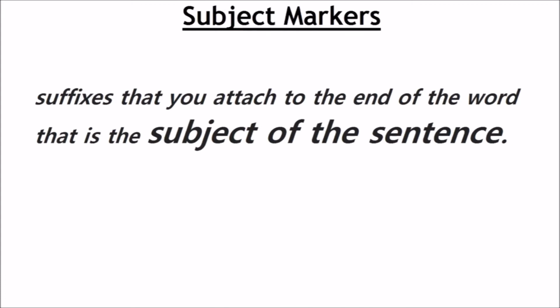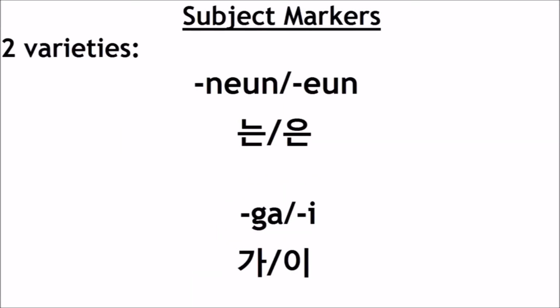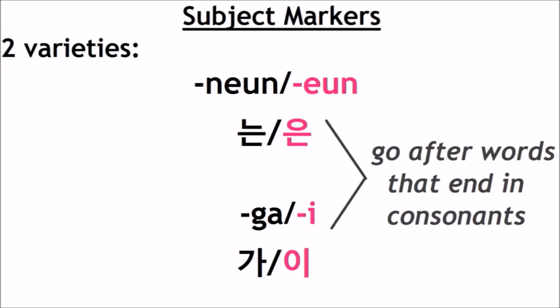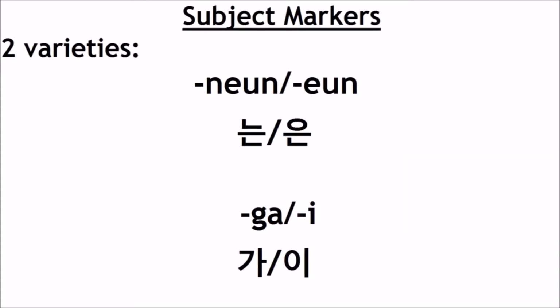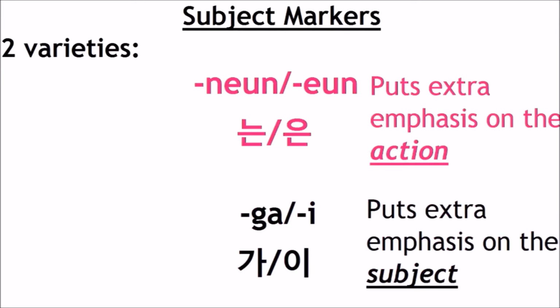Subject markers are suffixes that you attach to the end of the word that is the subject of the sentence. There are two types of subject markers, the 는/은 variety and the 가/이 variety. Ga and neun go after words that end in vowels. I and eun go after words that end in consonants. Both varieties are used to identify the subject, but the difference is that the 가/이 variety puts extra emphasis on the subject, and the 는/은 variety puts extra emphasis on the action.